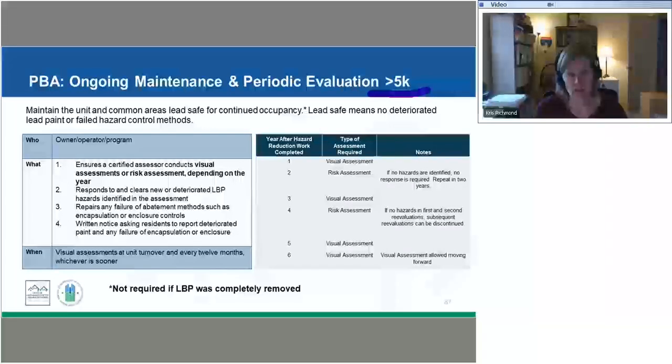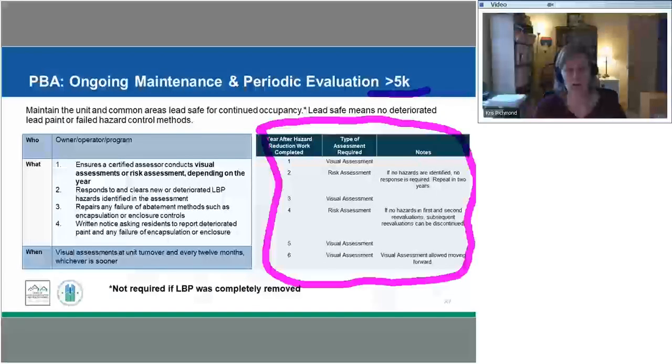So I think looking at this side of the slide always makes it really clear for me. We'll see the first year after our work was done, we are doing a visual assessment. Again, somebody who can be trained as a visual assessor. The second year after the work is done, a risk assessment needs to take place. And so the owner needs to hire a risk assessor to do that risk assessment. And after the risk assessment was done, if there were no identified hazards, then in year 3, we can go back to the visual assessment. And again, that can be someone who's just trained in that visual assessment training.